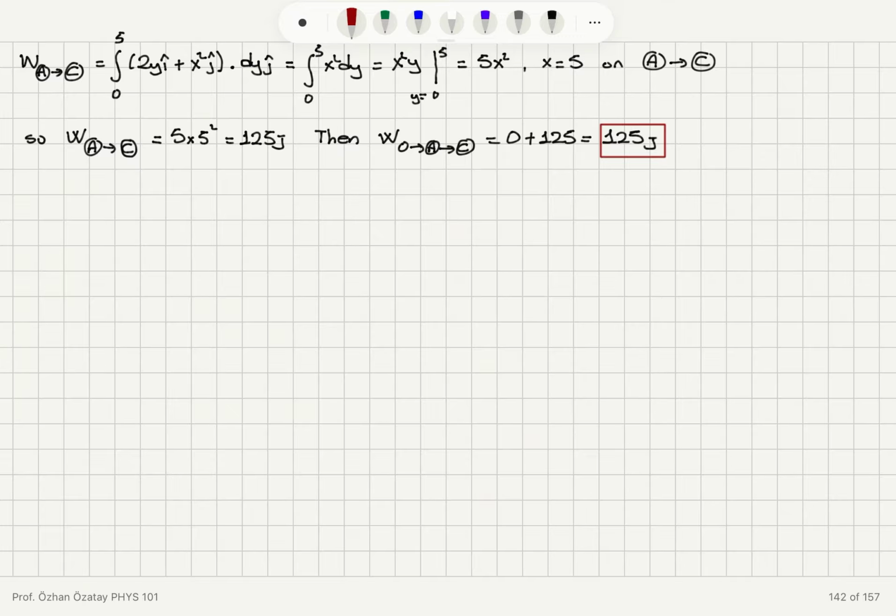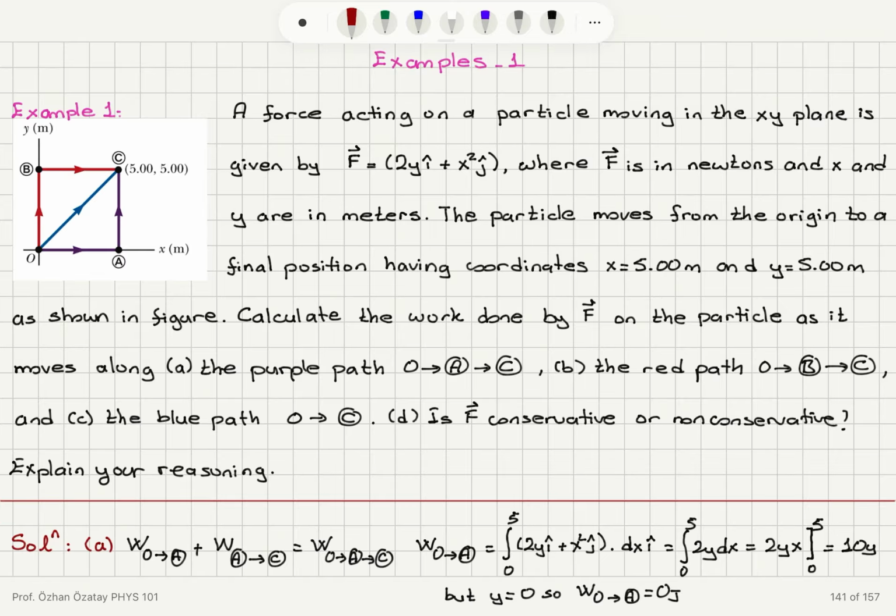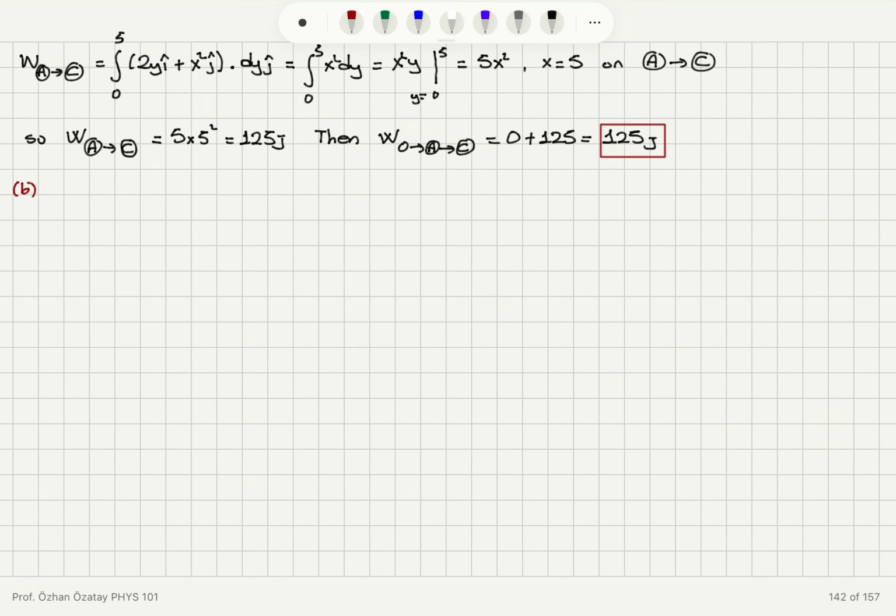Okay, now we're ready to calculate the work done on a different path. So in part B, we want to calculate the work done along the red path, going from O to B to C. So O to B to C. First, we're going to have x equals 0. Y will be changing from 0 to 5. Then we will have y equals 5. X will be changing from 0 to 5.